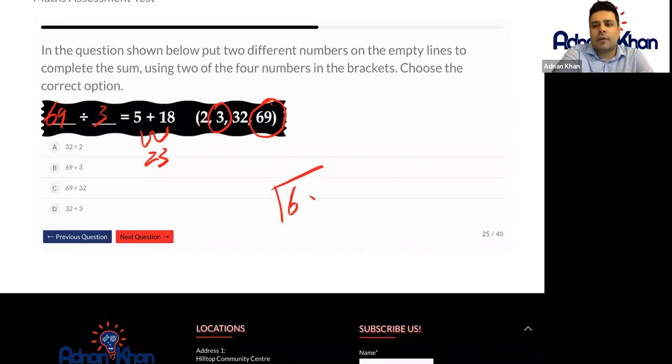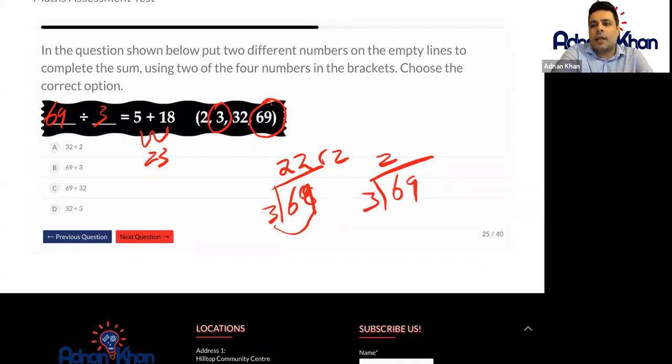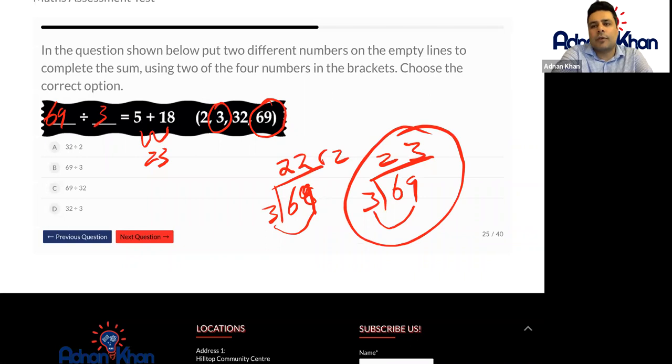So 68 divided by 3. So 3 goes into 6 twice. 3 goes into 8 twice. And then you get your remainder, which is 2. But that can also be equated to 69 divided by 3. That doesn't work. So let's try again. 69 divided by 3. So 3 goes into 6 twice. And 3 goes into 9 3 times. So that's the number that we're looking for. 69 divided by 3. And that also gives you 23 on the left-hand side.